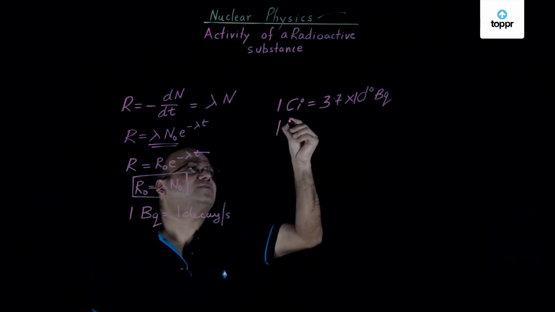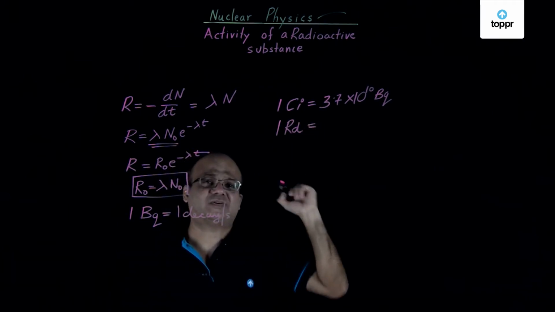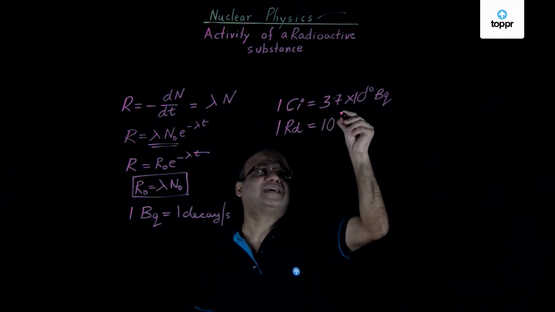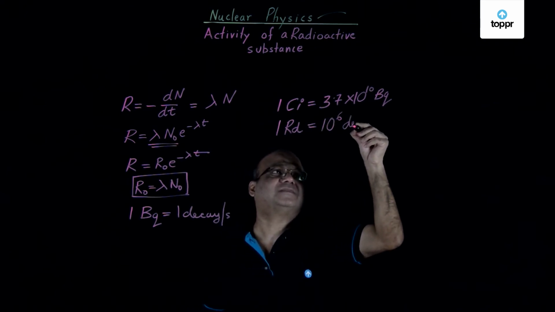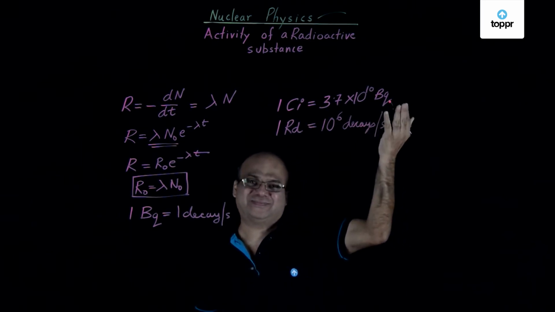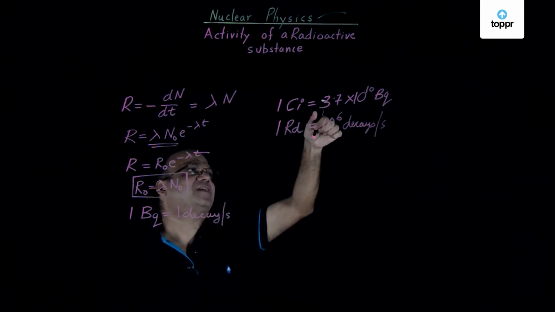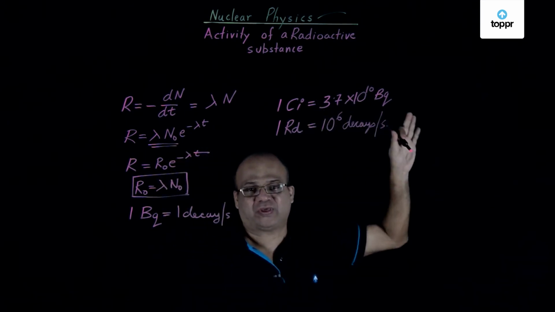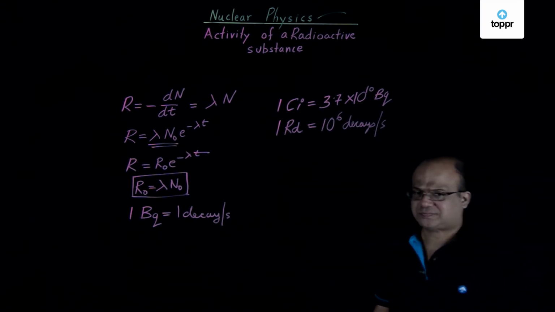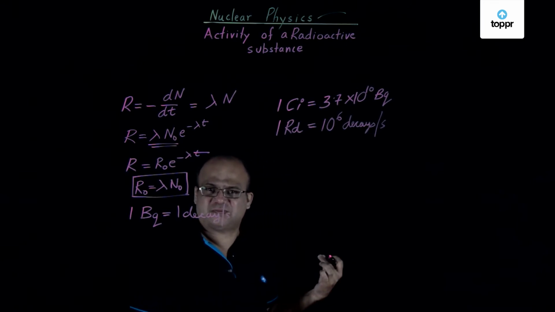1 Rutherford, another unit of activity, is equal to 10 to the power 6 decays per second, or becquerel. Same. Now, how to avoid confusion? The number here is big and the power also is big for curie. Curie, the number is big, the power is big. This is activity of a radioactive substance.